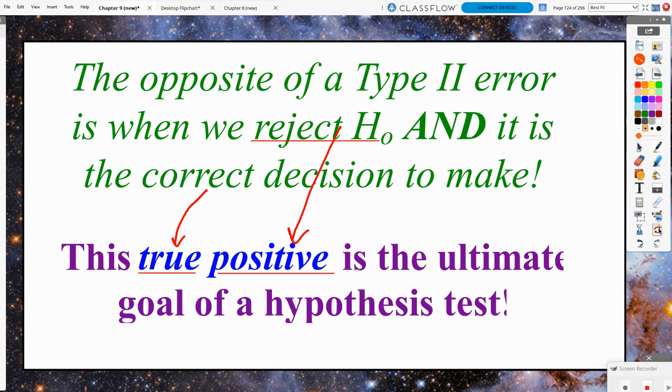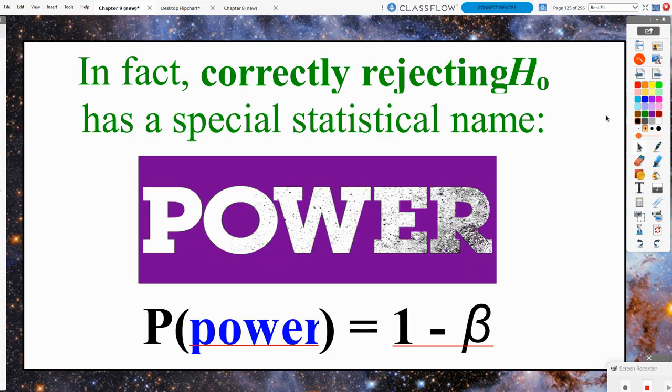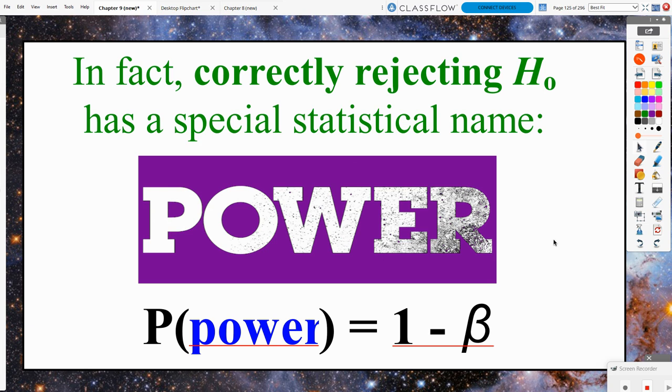Now, a true positive is what I would say is the ultimate goal of a hypothesis or a significance test. And here's the great thing. It has a special statistical name. So when we correctly reject the null hypothesis, it is called power. So power is the complement of a type 2 error. A type 2 error plus power will equal 100%. So if you know one of those probabilities, you can switch it around and figure out what the other probability is. So again, type 2 error and power are complements of each other.